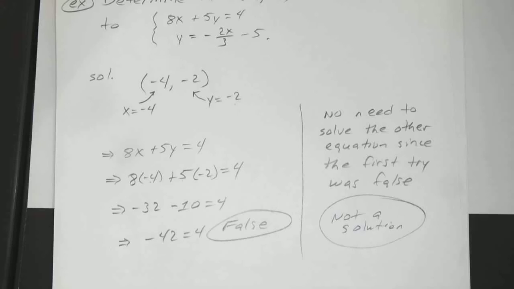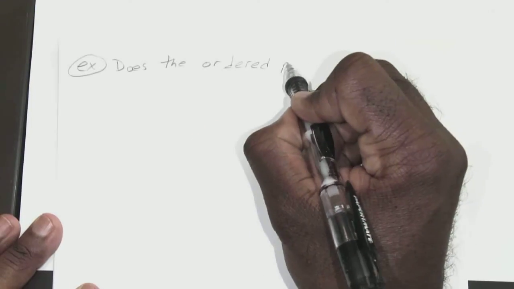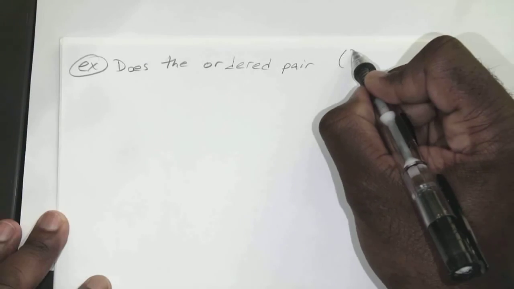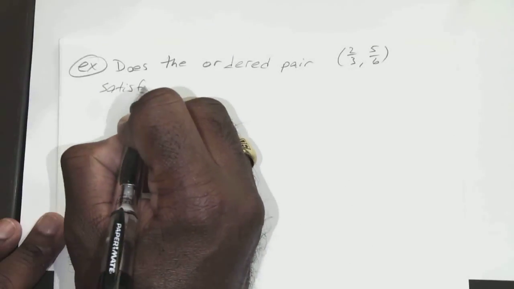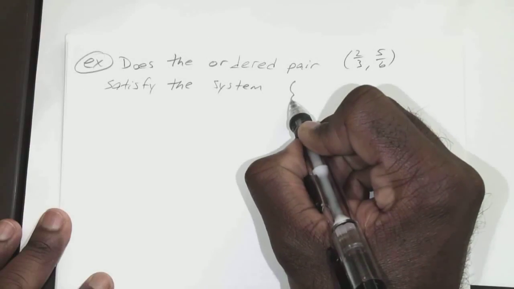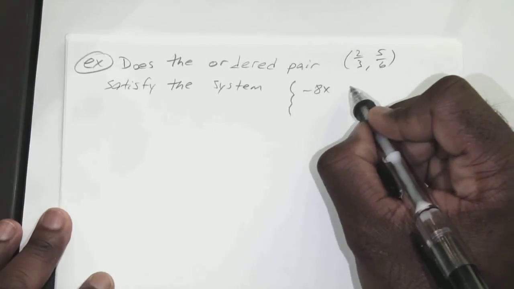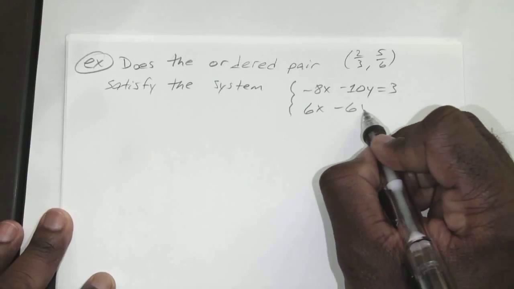I'm still writing. Looks like everyone's done writing. Okay, so what we wanted to know is, does the ordered pair (2/3, 5/6) satisfy the system? For that system we're going to have negative 8x minus 10y equals 3, and 6x minus 6y equals 0.